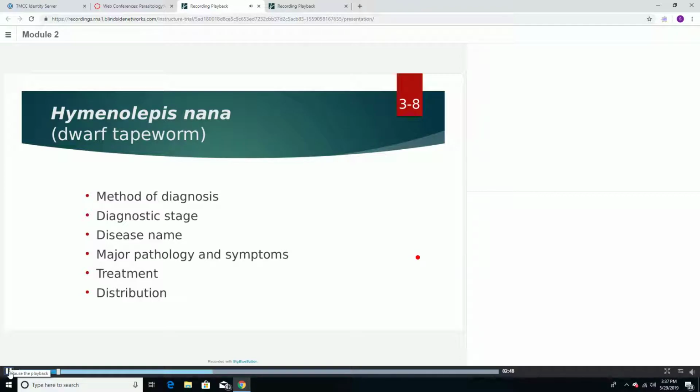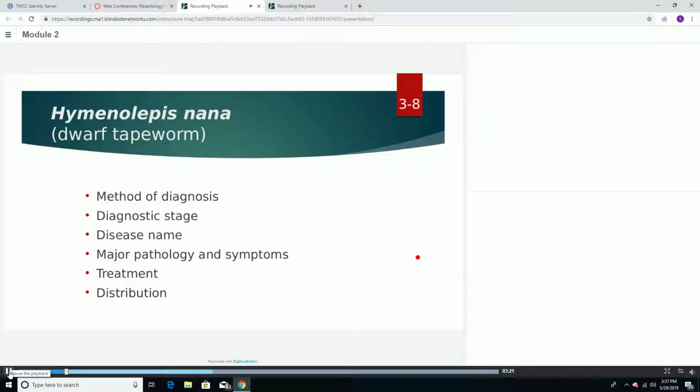So the first tapeworm that we're going to discuss is Hymenolepis nana. This is also known as the dwarf tapeworm. This organism is found worldwide. It's common in the southeastern states of the United States. The adult worms are going to live in the intestines, and how humans are infected is we're going to accidentally ingest an egg from contaminated food or water, or from hand to mouth.